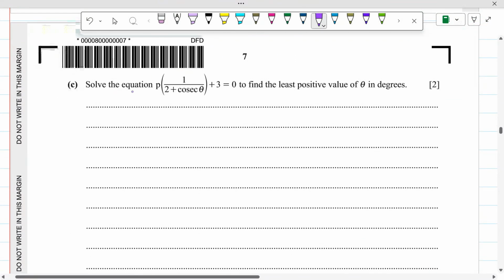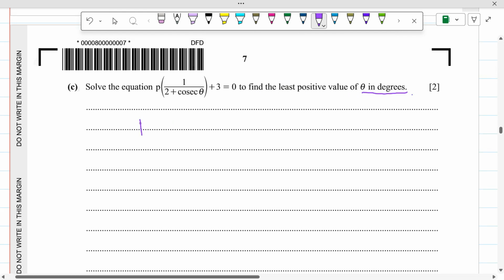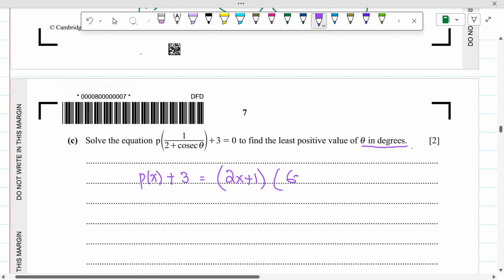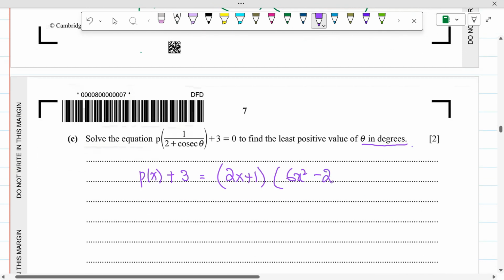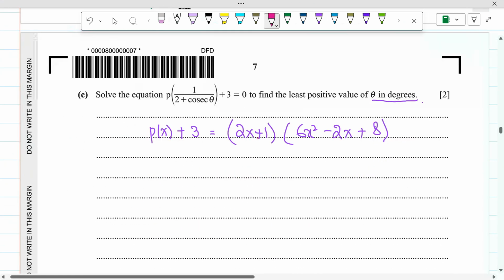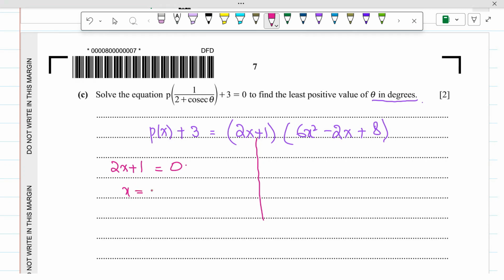Part C. Solve the equation p of (1 over 2 + cosec θ) + 3 = 0, to find the least possible value of θ in degrees. We know that p of x + 3 is equal to (2x + 1) times (6x² − 2x + 8). First we find the values from the factors. The first factor is 2x + 1 and this is equal to 0, in which case x is equal to negative half.